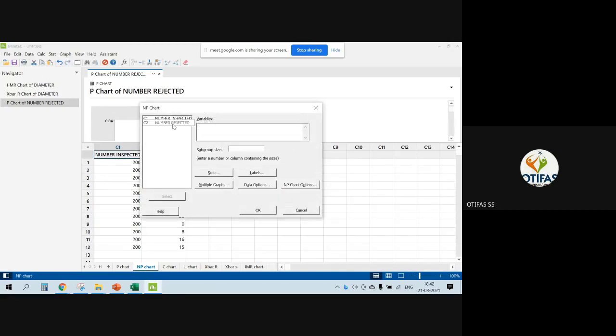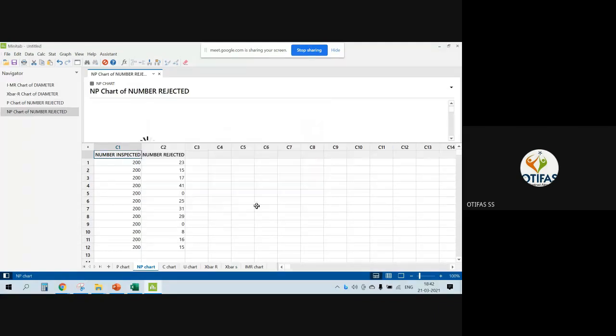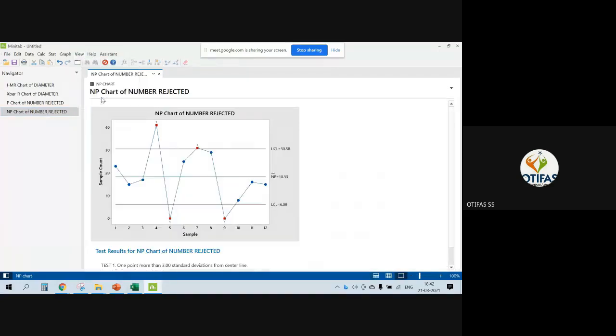Now here you write rejected. And here you can either put the column number inspected, or you can straightaway put 200. This 200 is constant for everyone, so you can just put 200. Then click OK. Now see this, the straight line. And you can see this process has so many assignable causes you need to identify, because these are not natural causes. These are all assignable, special causes to be identified.